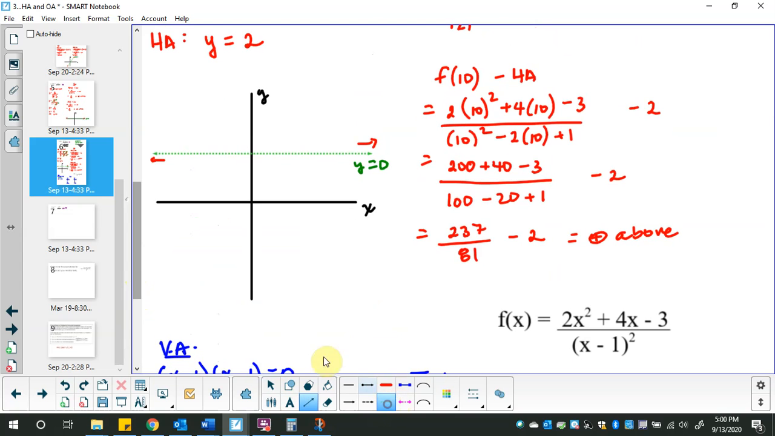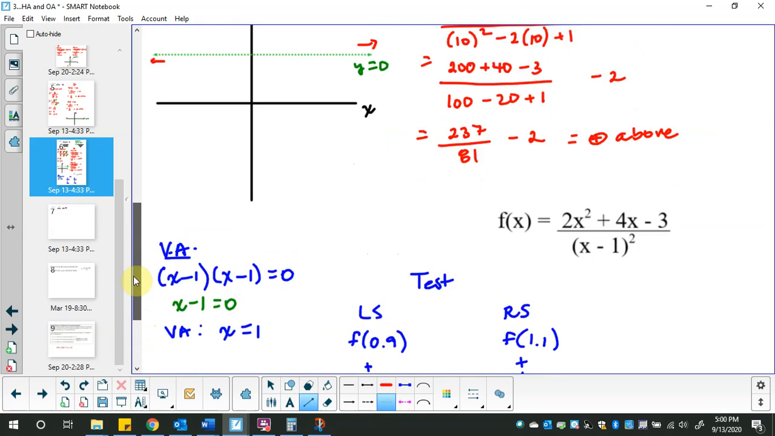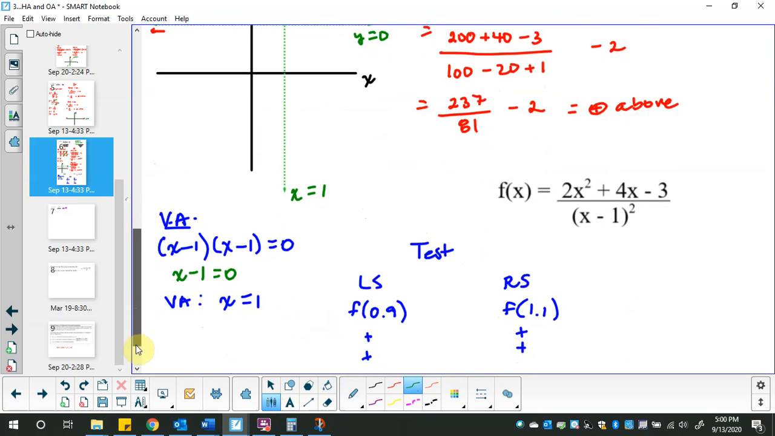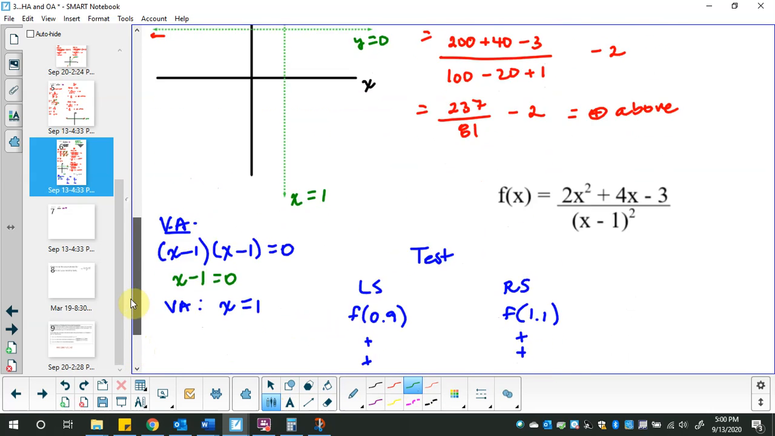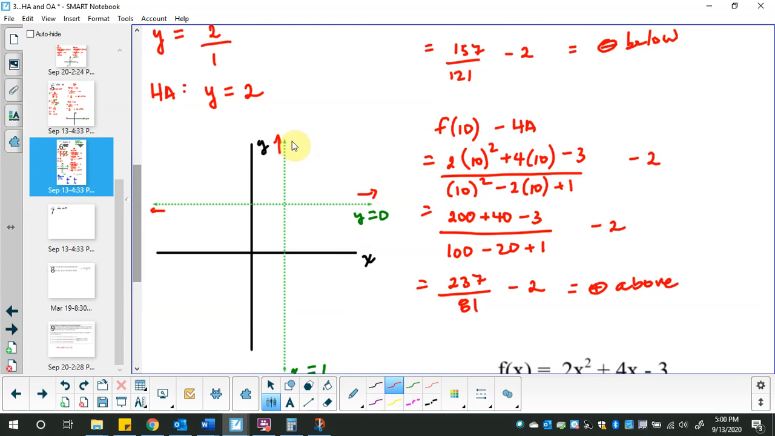Time to make my vertical asymptote, labeled x equals 1. In both cases, I am up. So on the left, I put a little arrow up, and on the right, I put a little arrow up.